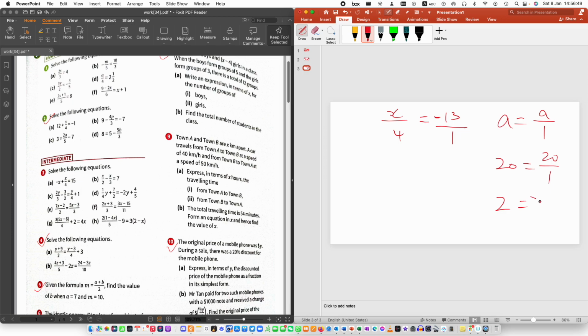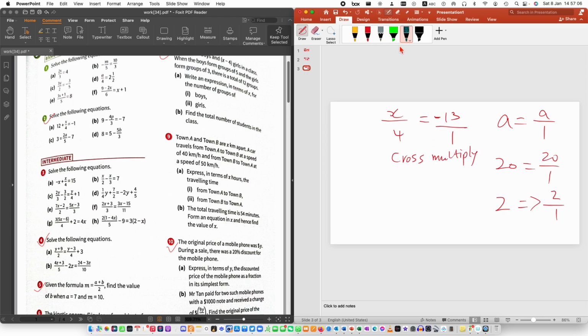So what is this fraction? 2 over 1. Very good. So if I have negative 13, it's negative 13 over 1. When you have this, did I talk about the cross multiply technique? How do you do cross multiply here? Multiply the 4 times the 1.